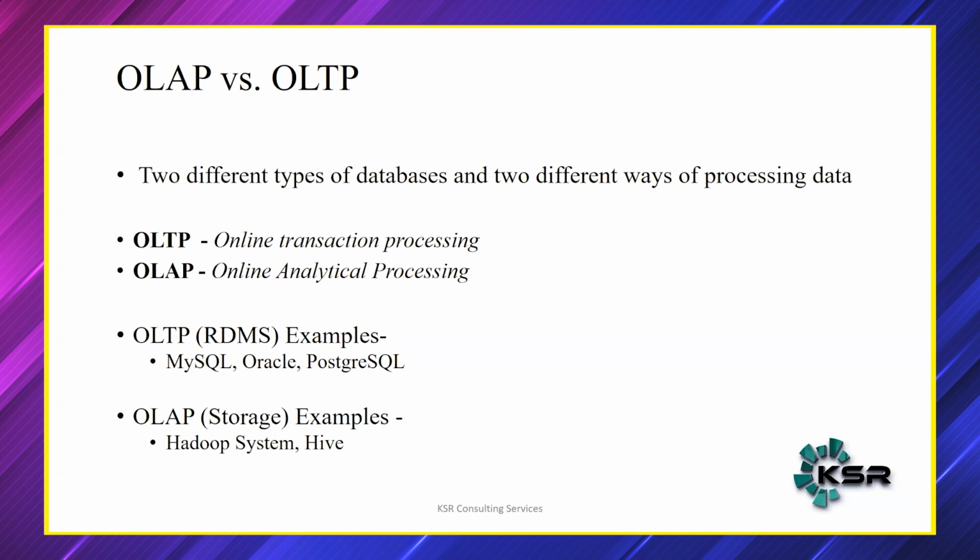Okay. Now the slide says two different types of databases, two different ways of processing data. One is online transactional processing, one is online analytical processing. Online transactional processing, examples: MySQL, Oracle. OLAP. Okay. Something has been mentioned on the screen. Imagine that you have not understood this.